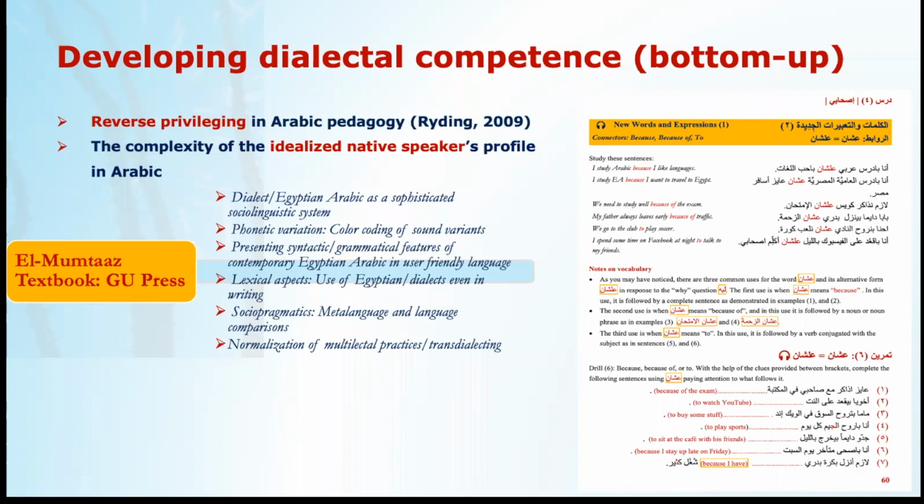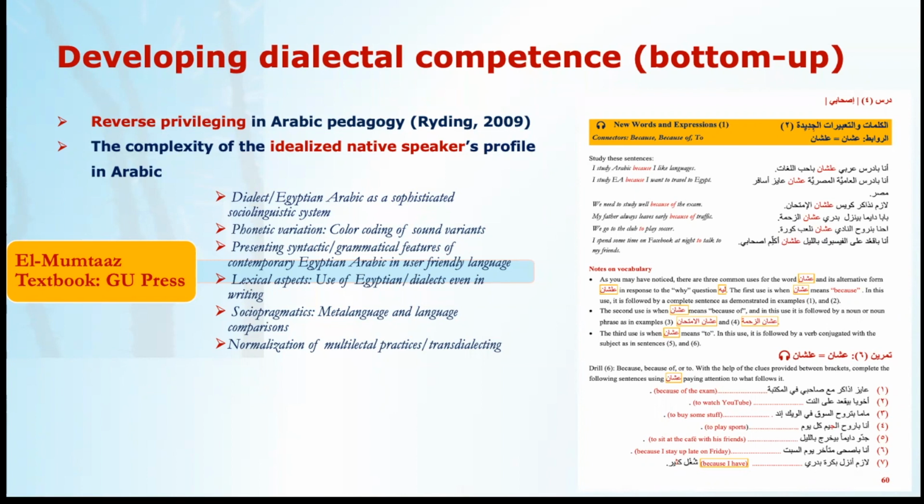The first is a textbook by Georgetown University Press that's now in preparation. It basically introduces contemporary Egyptian Arabic bottom up, the way you would look at the system of Arabic. We are looking at the lexical system of Arabic, the phonetic features, the syntactic features, and we are also introducing culture and pragmatics, presenting the speech acts. And the textbook is going to be color-coded when we present all these sound variants that are pronounced differently in Egyptian Arabic from standard.